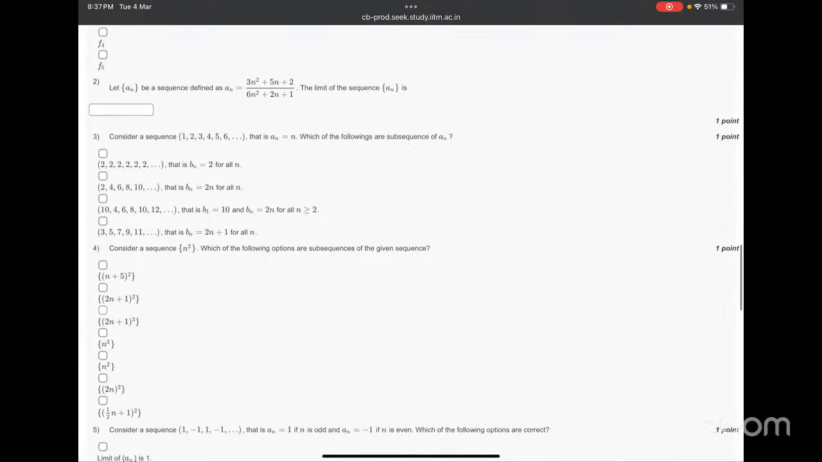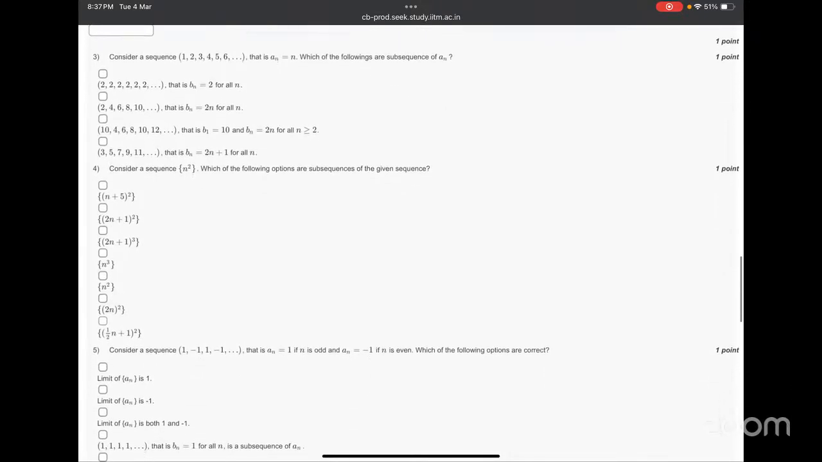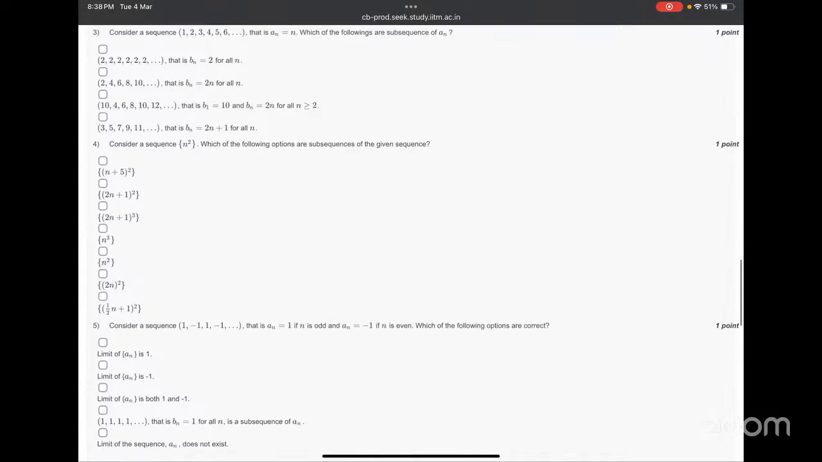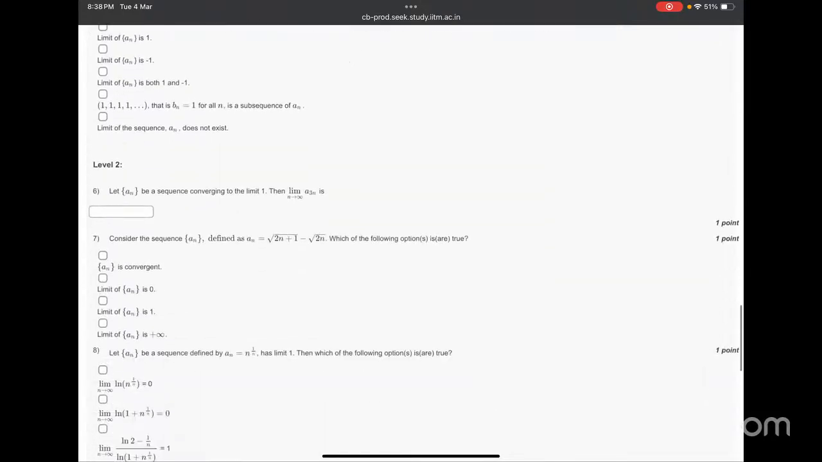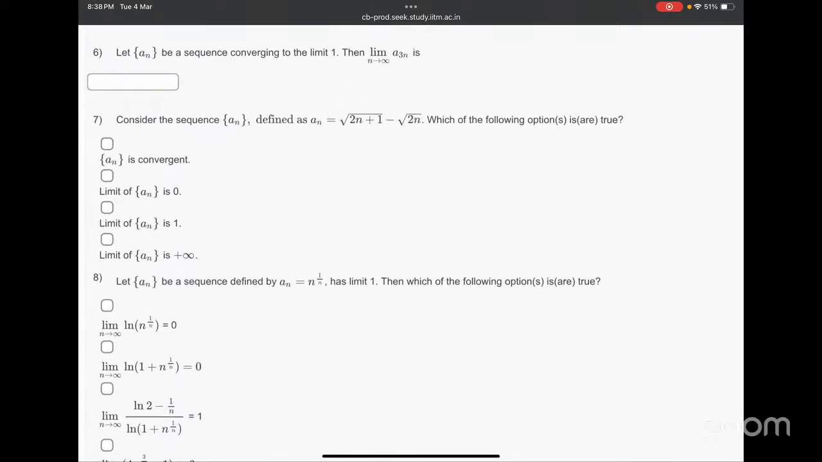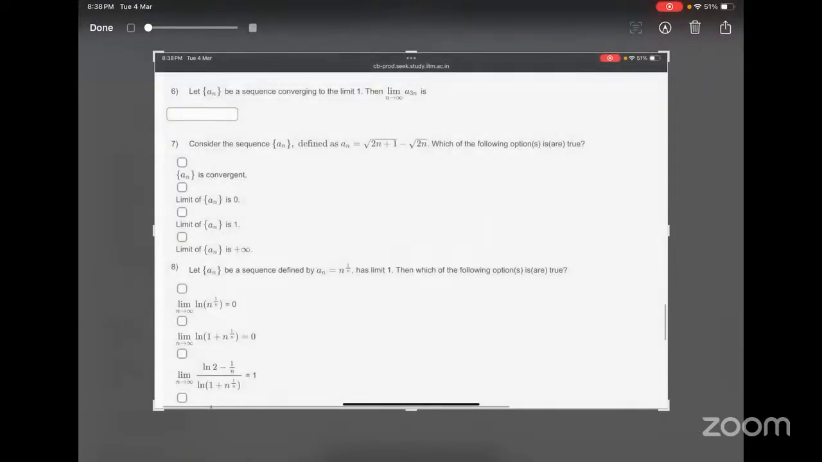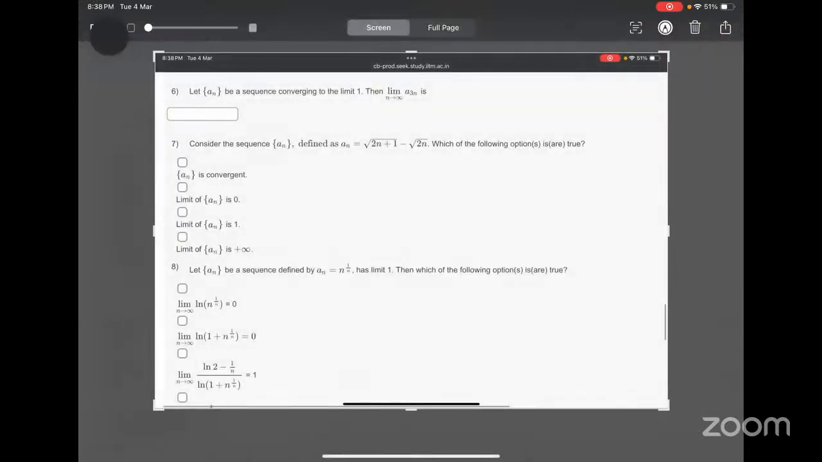What about the next ones? One more, madam. The 7th question again. I don't know if 7 is a jinx for me. This one: consider the sequence root of 2n plus 1 minus root of 2n. Okay. So if you have this type of thing, that means square roots of something, first you will try to simplify it.